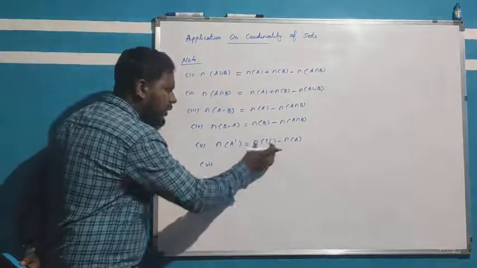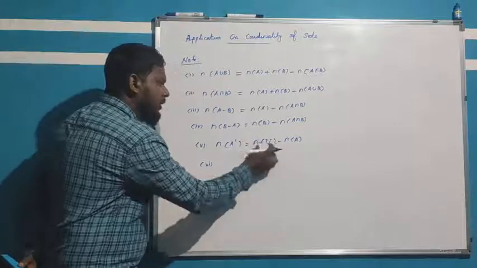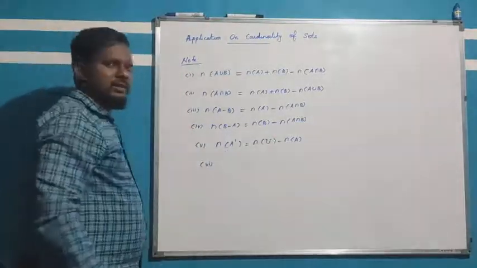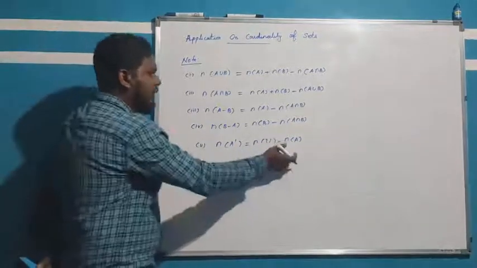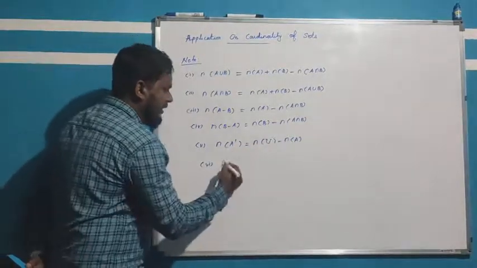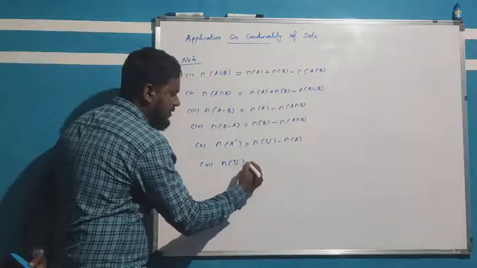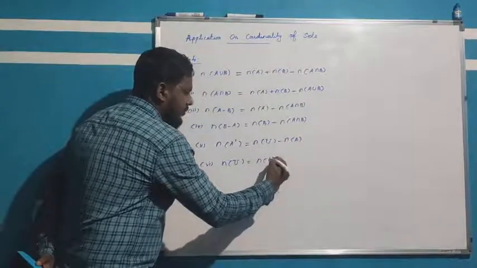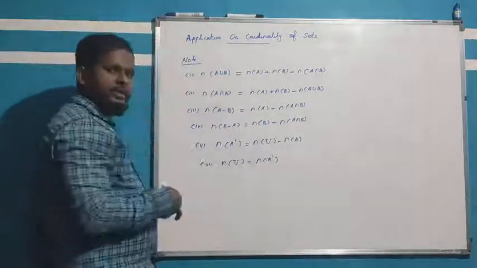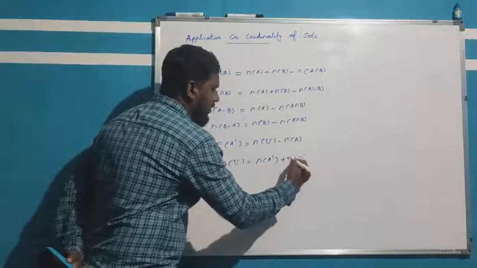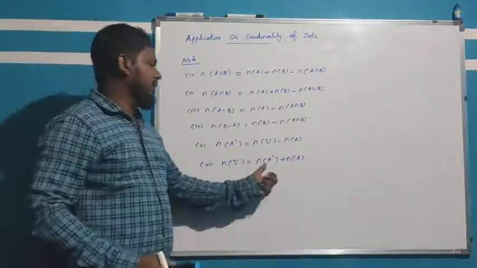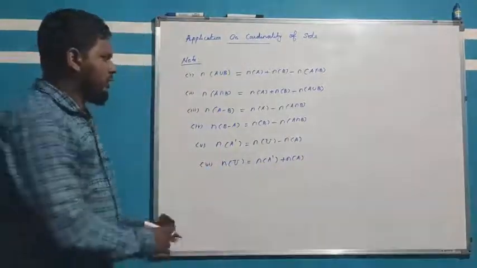To find n of U, keep it on one side and take n of A to the other side. The negative becomes positive. So we can write n of the universal set is equal to n of A dash plus n of A. So n of the universal set is n of A dash plus n of A.